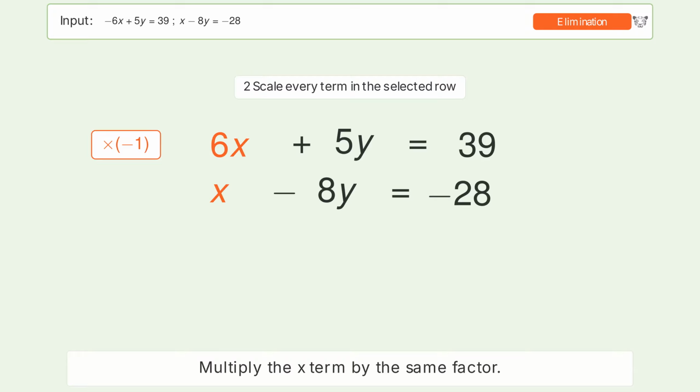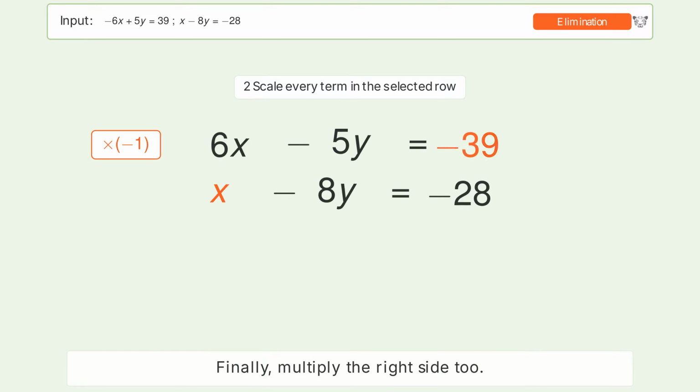Multiply the x term by the same factor. Now multiply the y term by that factor. Finally, multiply the right side too.